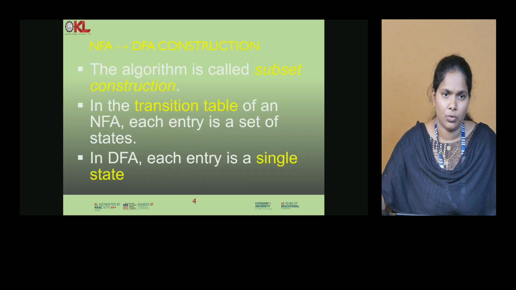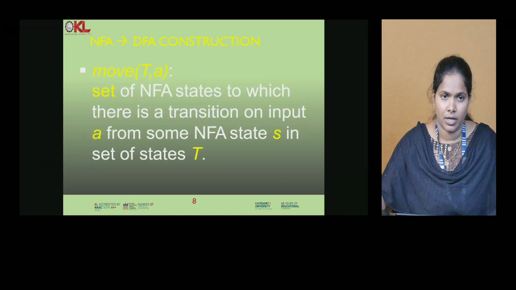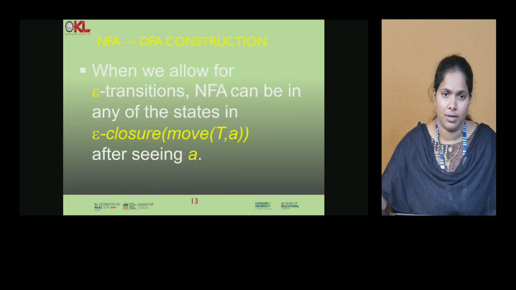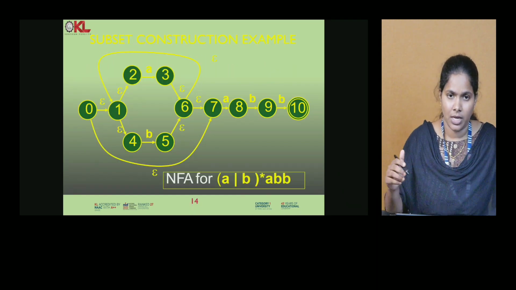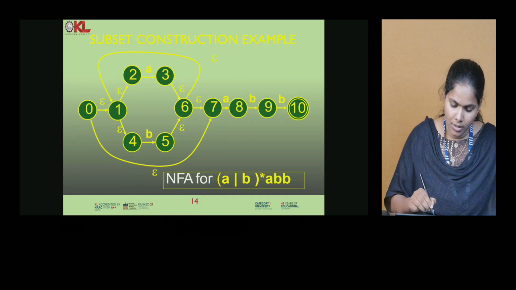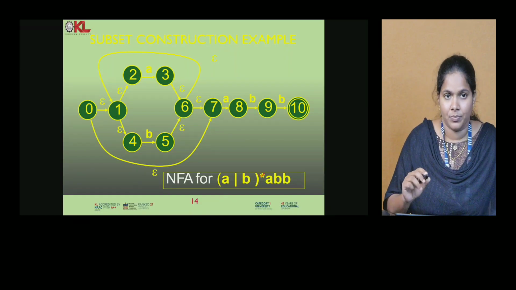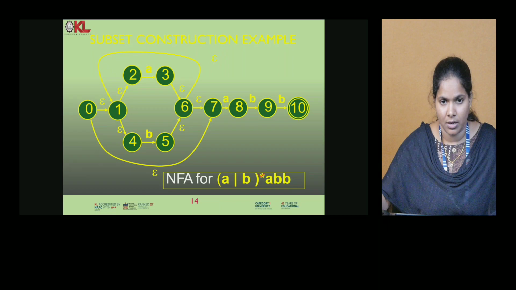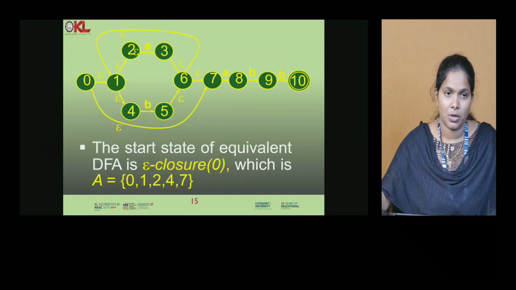I think you already know how to generate this one. I am not going to tell you, but I will just show you one small example of how to do it. This is an NFA for (A or B) whole star A B B B. Okay, now we need to convert this NFA to the DFA. How do we convert?